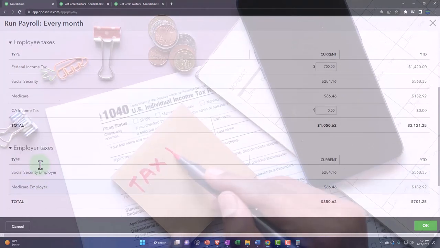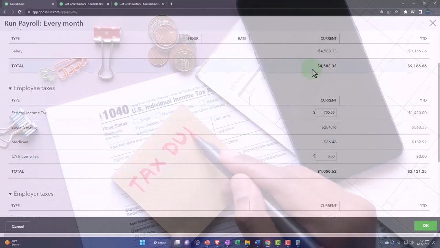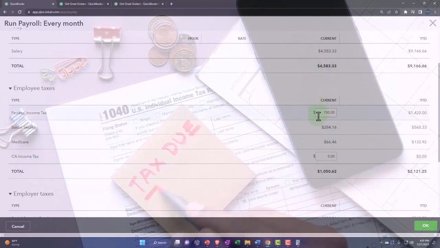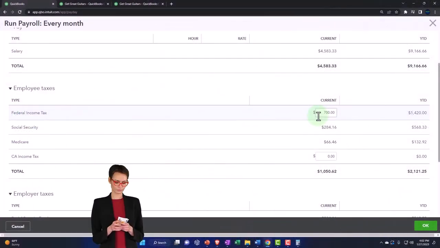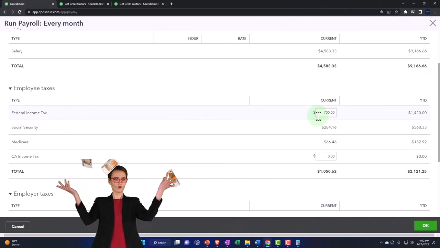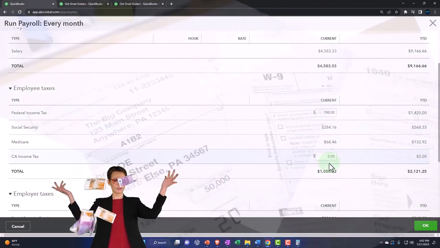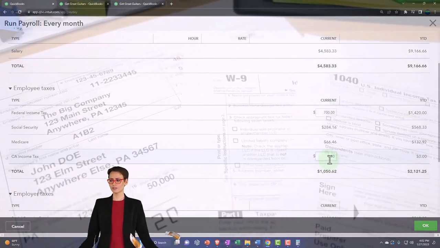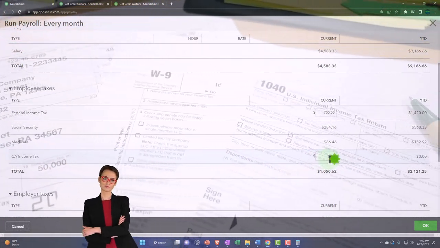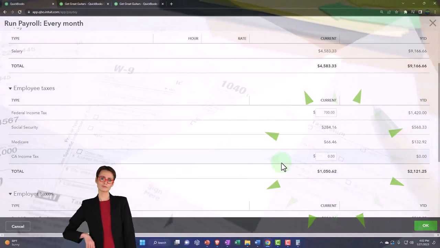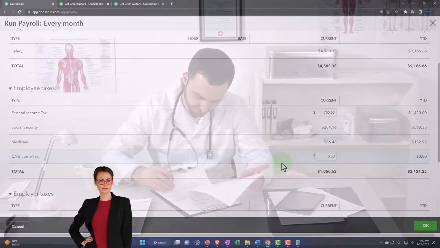So up top then, if we think about this, this would be what they earned. This is what we're taking out of their earnings. These are in essence the mandatory withholdings for federal taxes. You could also have mandatory withholdings for your state and local taxes, as for example California might be, but that will be changing from place to place. You could also have voluntary withholdings, which might include things like health insurance, 401k, and that kind of stuff.